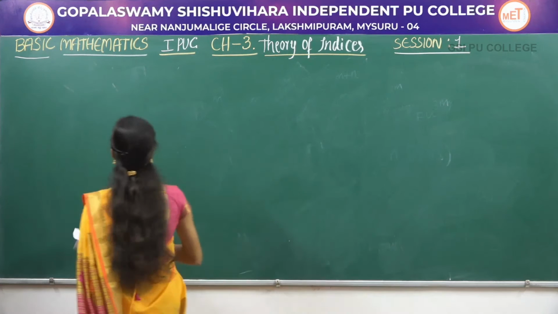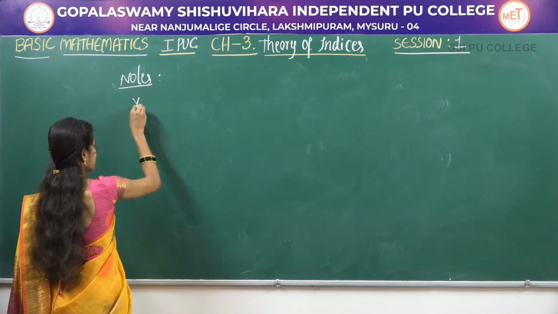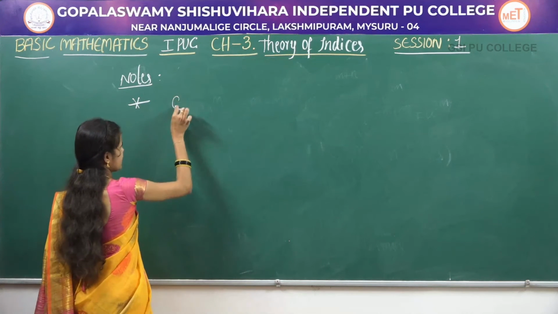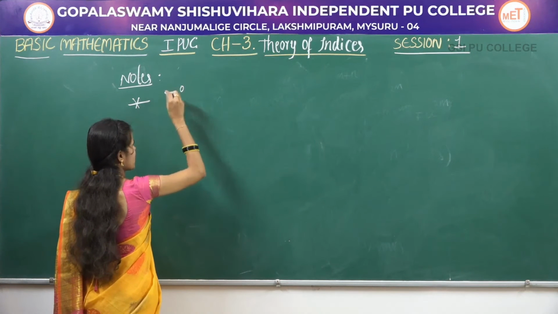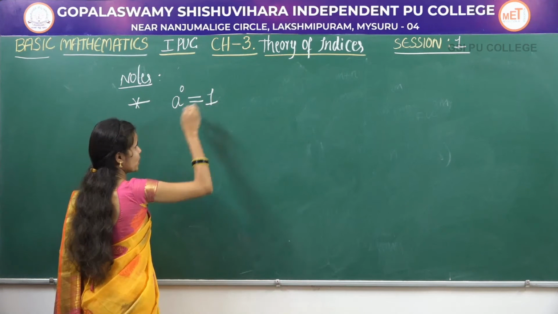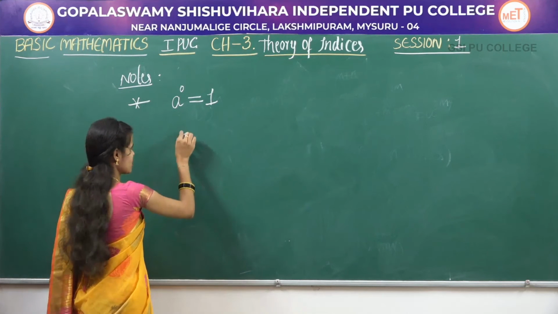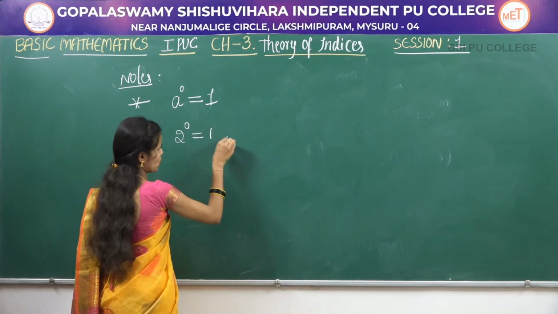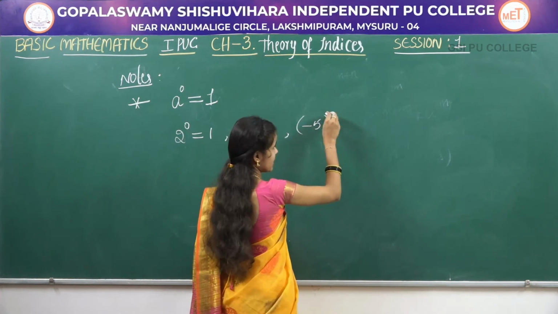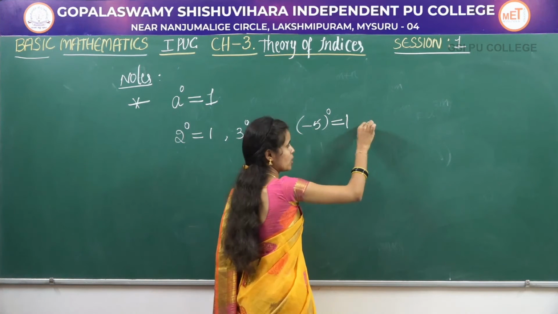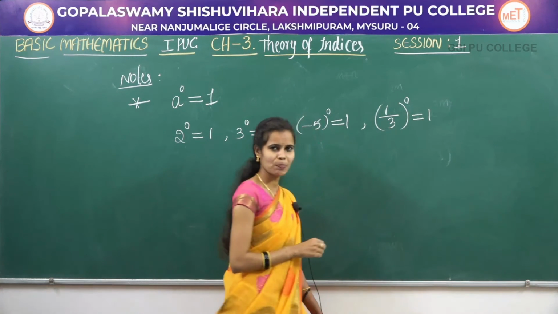Okay. Next, some important notes. First point. Consider a, where a is any non-zero real number. Then a to the power of 0 is always equal to 1. So any number with power 0 is always equal to 1. For example, 2 to the power of 0 is equal to 1. 3 to the power of 0 is equal to 1. Consider minus 5, any real number. Minus 5 to the power of 0 is also equal to 1. Consider 1 by 3. 1 by 3 to the power of 0 is also equal to 1.